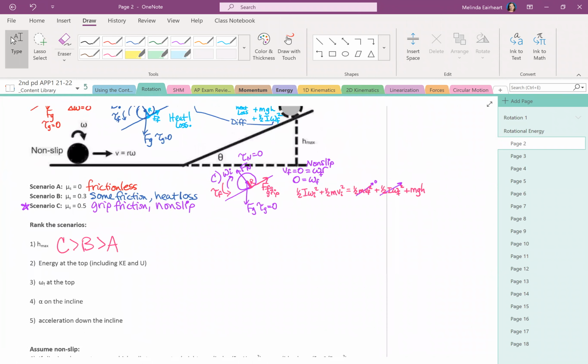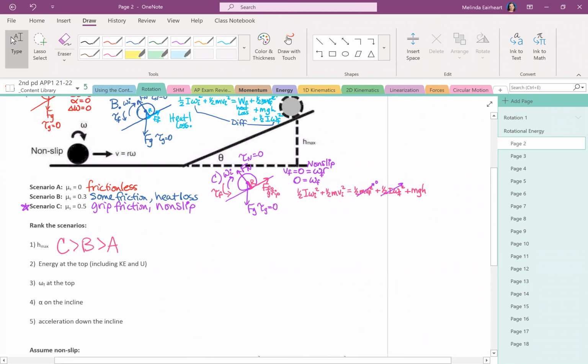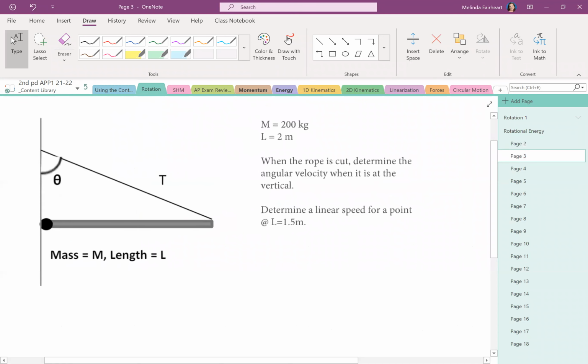There's 2 more pages with energy. I want to at least try, okay? And so it should feel the same after that, but there you go. Page 3. This one will go a little quicker.